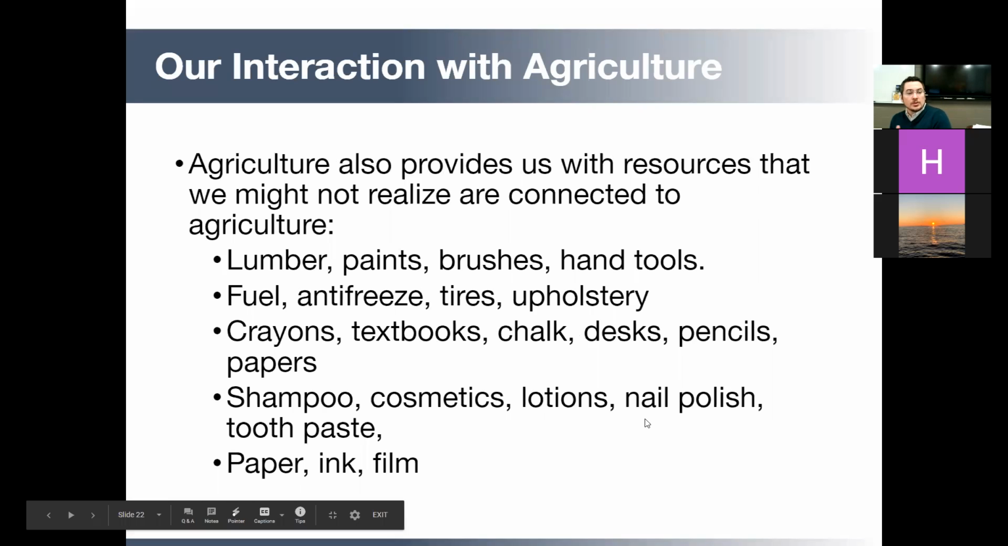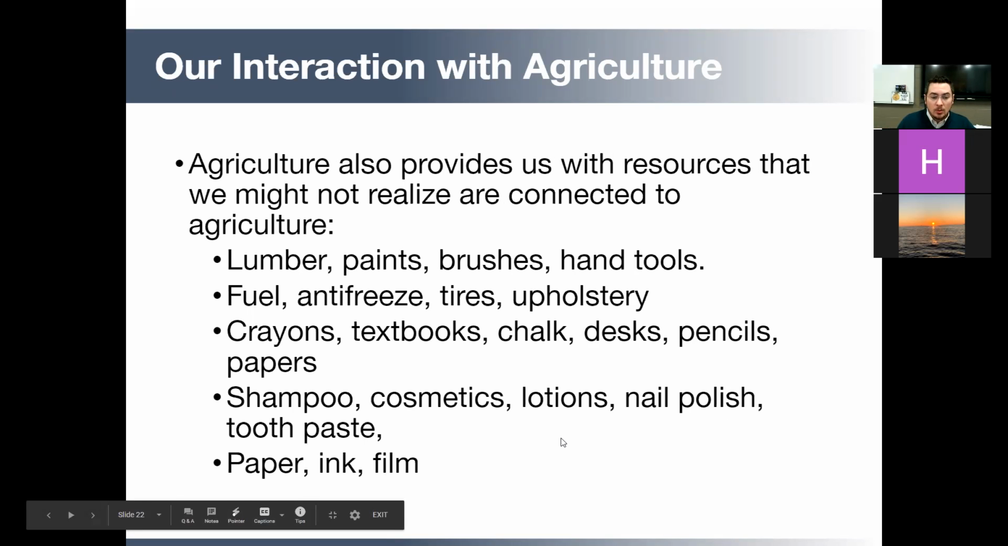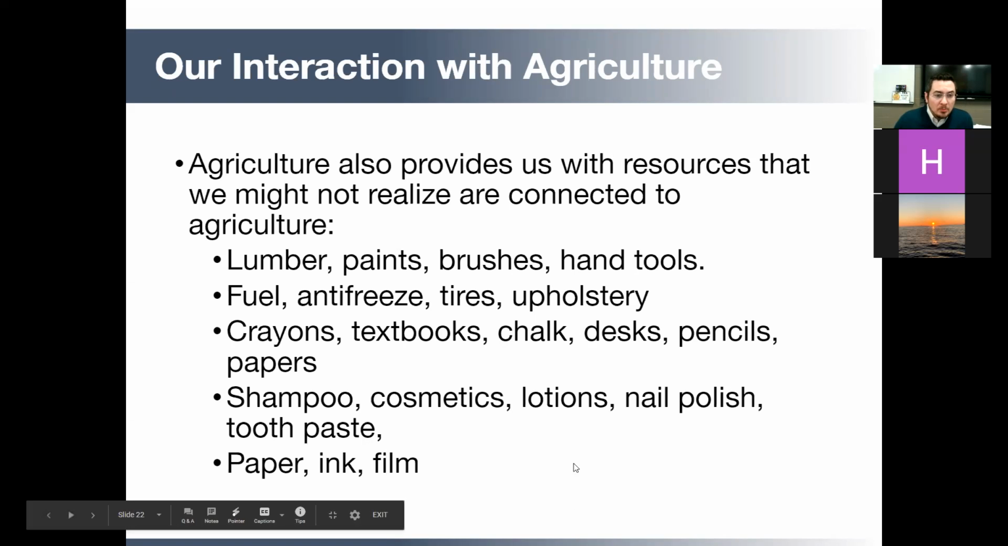Agriculture provides us with resources that we might not recognize are connected to agriculture. So, things that some of us have talked about in our natural resources class, things like lumber, but also paints, brushes, and hand tools, fuel, antifreeze. All of these things are examples of things that are produced by products and companies that are involved in the agricultural industry. So that's something we can look out for when we think of agriculture sometimes. These are all examples of products that are connected to agriculture.